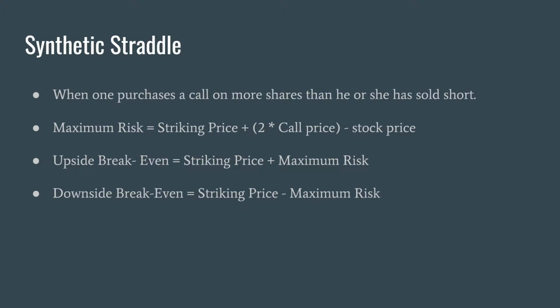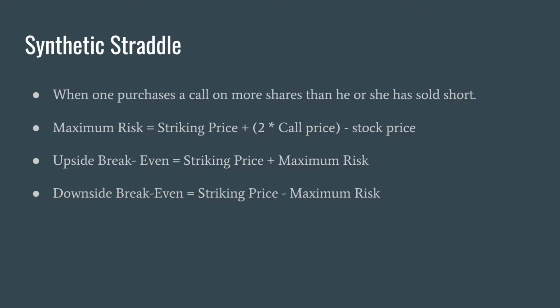The next topic I will be introducing is synthetic straddles. A synthetic straddle occurs when one purchases a call on more shares than he or she has sold short. When dealing with a synthetic straddle, one can profit if the underlying stock rises far enough or falls far enough during the life of the option. All other things equal, synthetic straddles have a limited loss potential, usually amounting to a moderate percentage of the initial investment, and theoretically have unlimited profit potential.